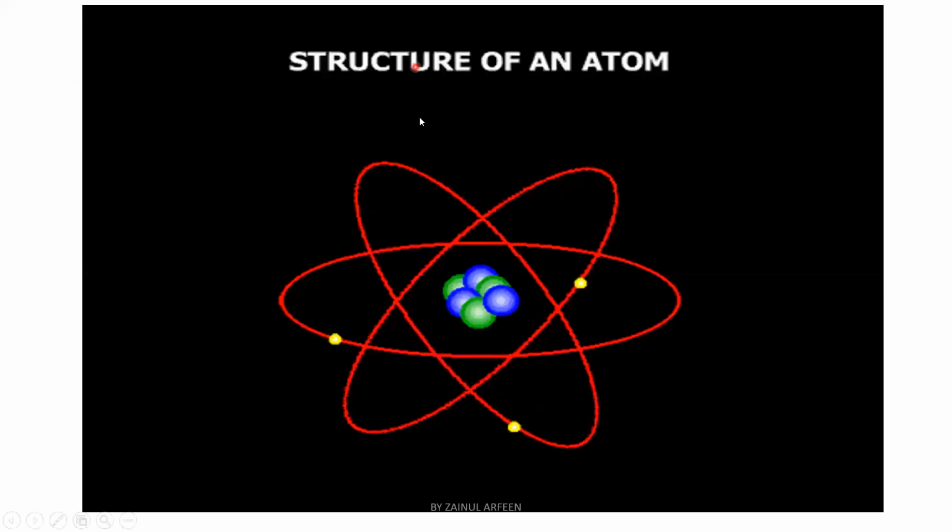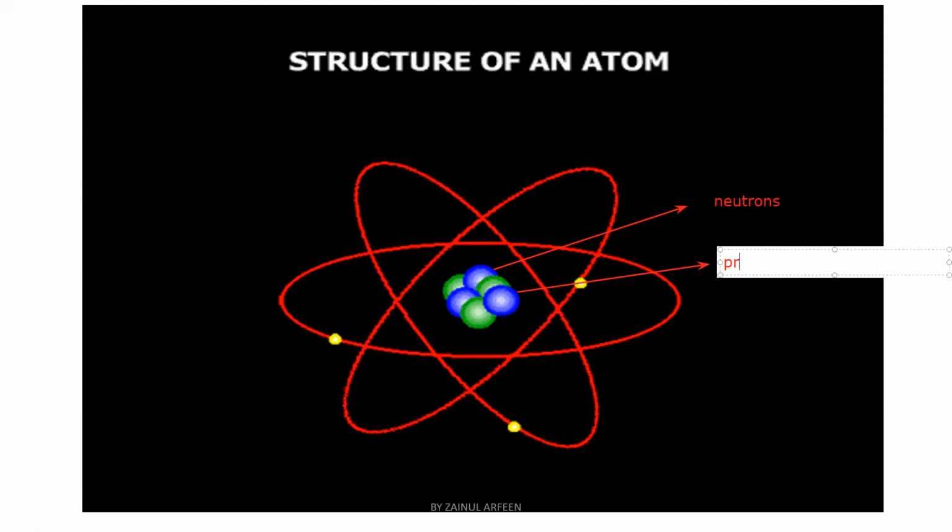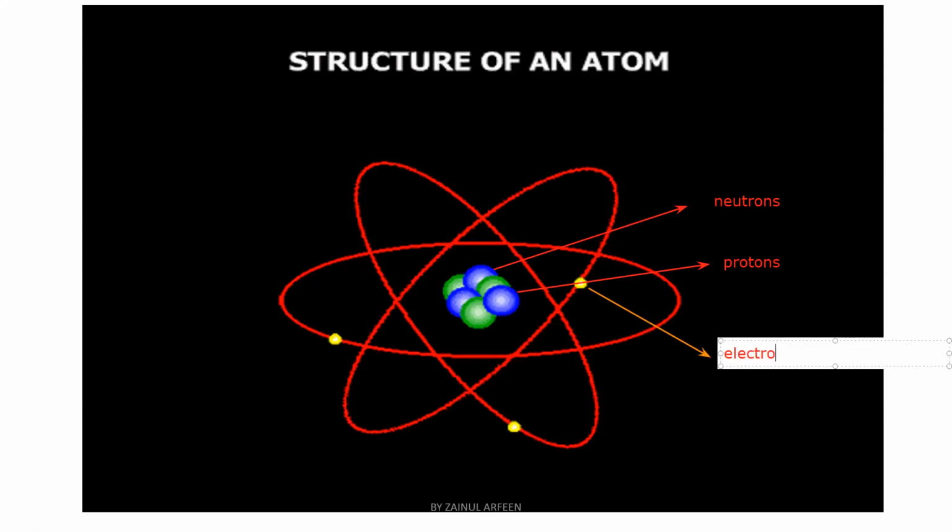So first, start with the basic structure. What is the structure of an atom? An atom consists of a nucleus, and inside the nucleus we have subatomic particles which we call neutrons and protons. And around the nucleus there are particles which are revolving, and we call them electrons. So this is the basic structure of an atom, and the number of protons, neutrons and electrons varies with different types of atoms.